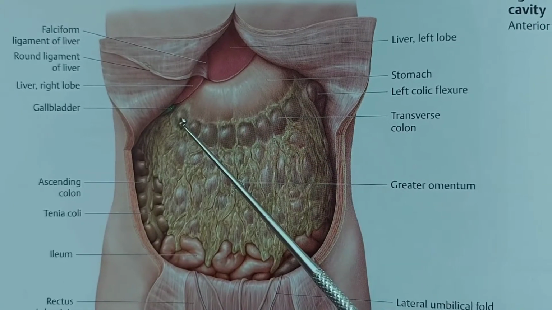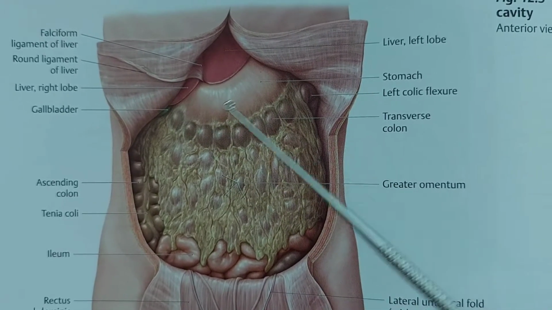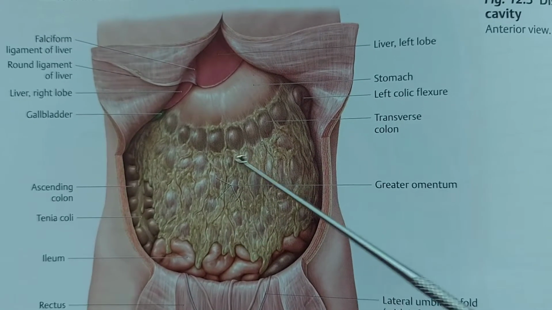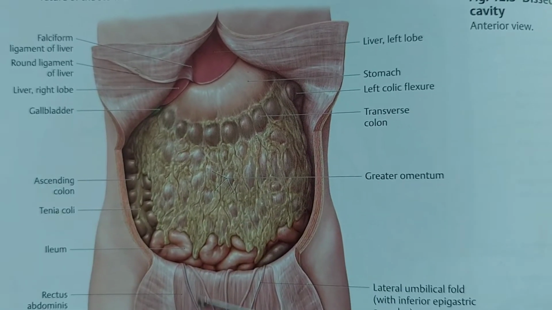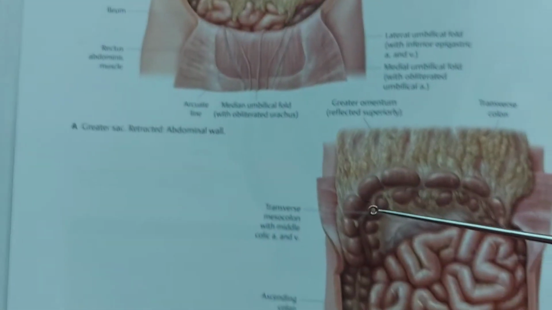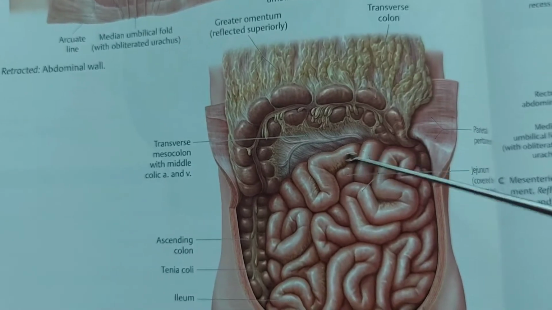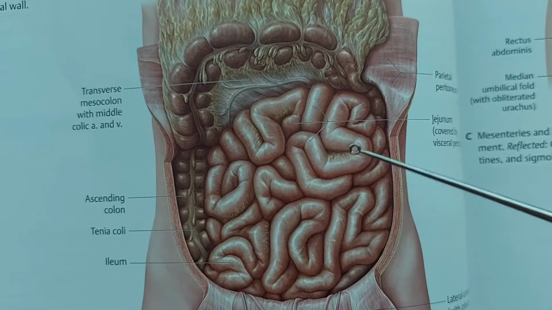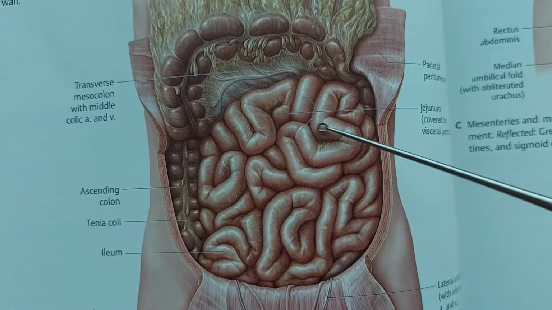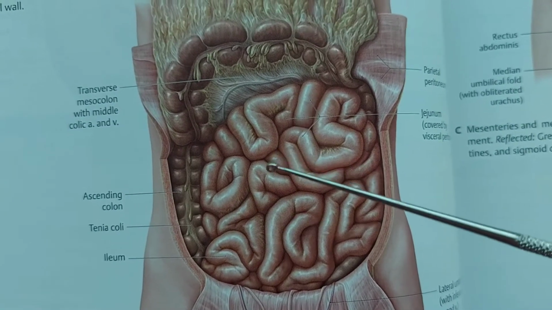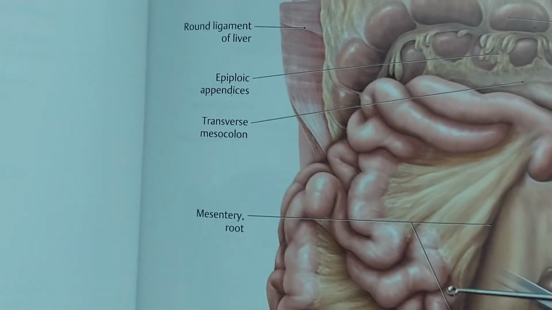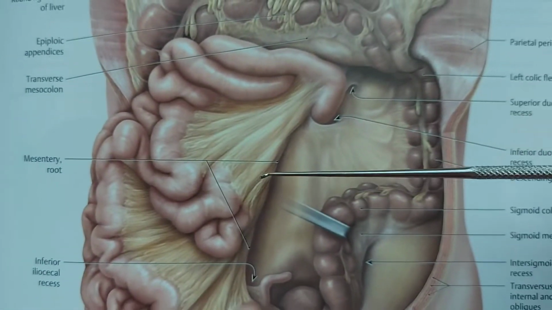Here is the stomach, and underneath the stomach there is the transverse colon, and here is the greater omentum. After retracting this greater omentum along with the transverse colon, we see the coils of small intestine. Though the name is small intestine, it is not small in length. And here we see the small intestine in very close view.